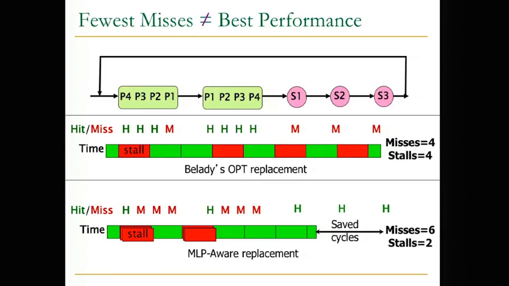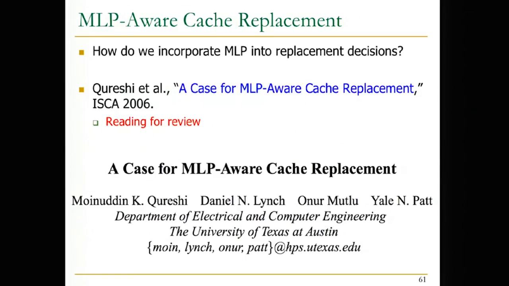Right. But of course, you should read the paper, and this is a reading for review, that talks about how to do this, right? And actually, this paper shows that in some cases, you may reduce miss rate, but your performance goes down, and you may actually increase the miss rate and your performance goes up because you actually can overlap cache misses better.